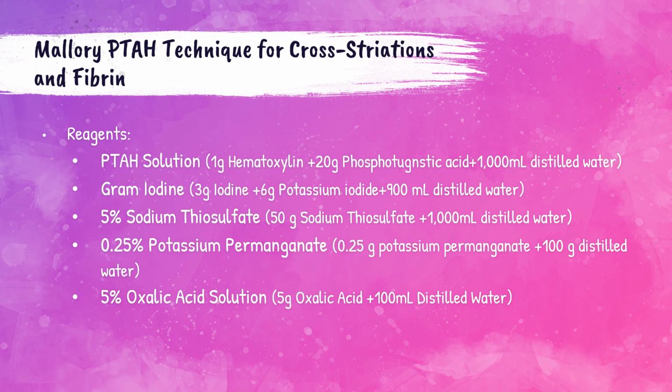The reagents needed for the Mallory PTAH technique are as follows, and as I'm doing this lecture, I'm realizing you all can read how to prepare these reagents, so I'm not going to list how to prepare them, just going to list the reagents that are needed. The PTAH solution is required: Gram iodine, 5% sodium thiosulfate, 0.25% potassium permanganate, and 5% oxalic acid solution are required.